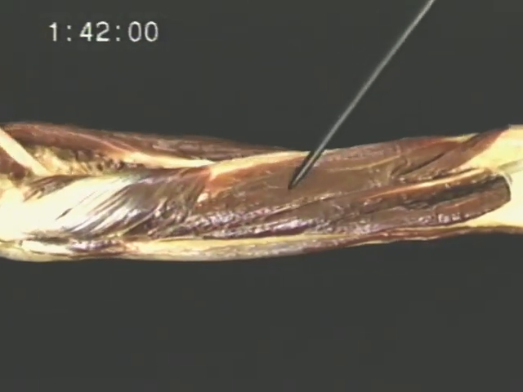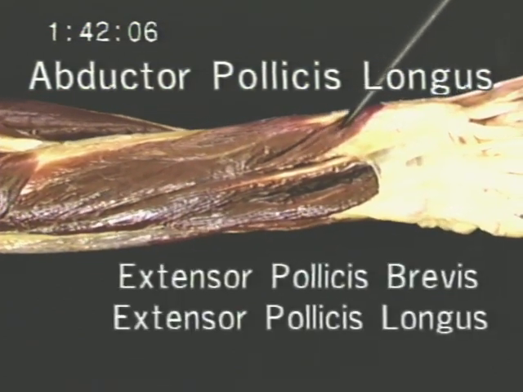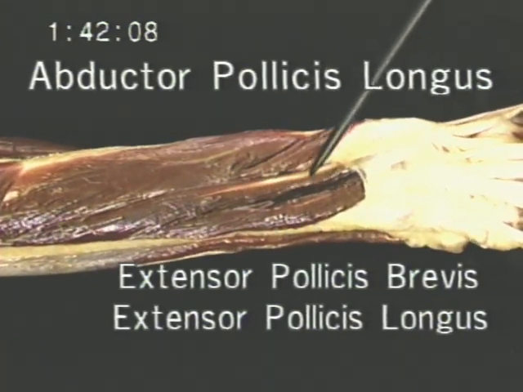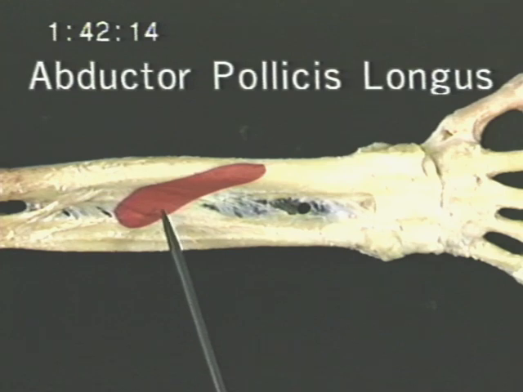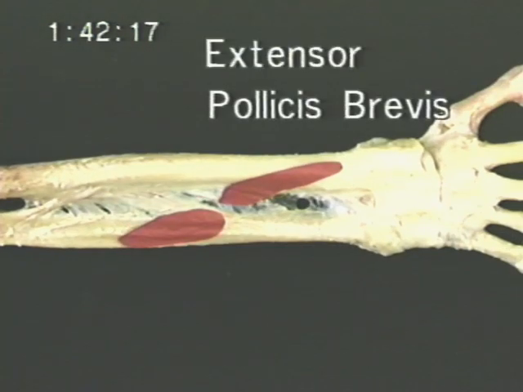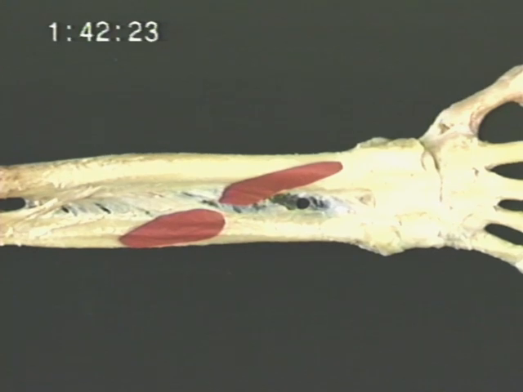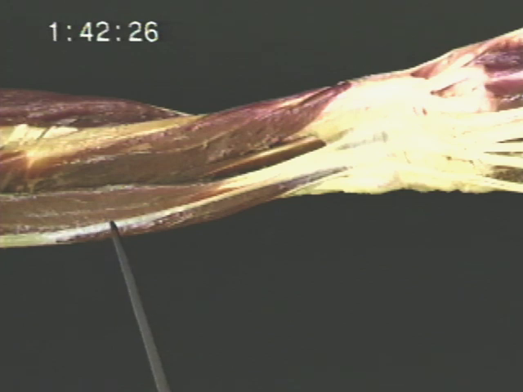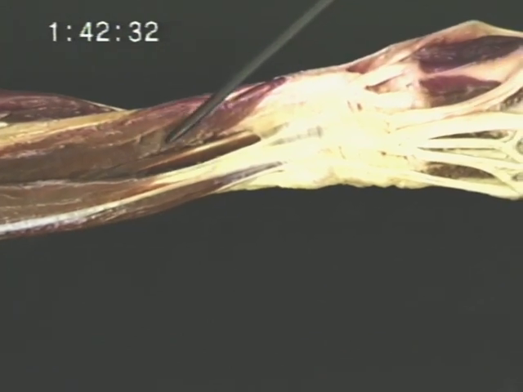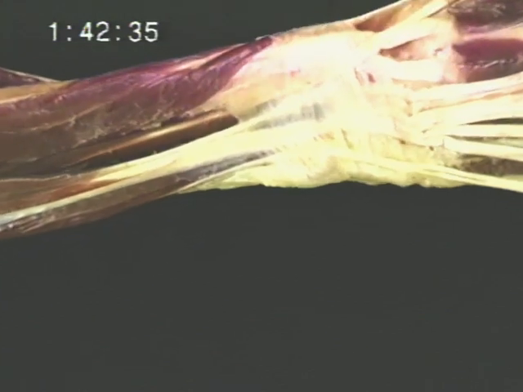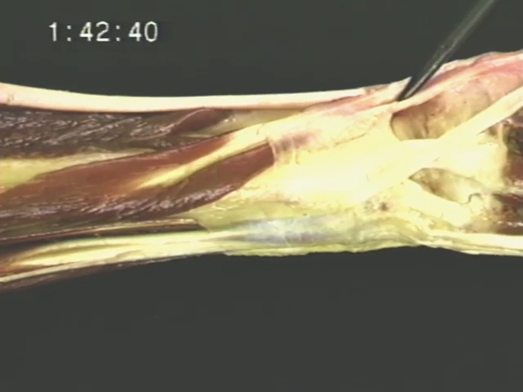This is the long abductor, abductor pollicis longus, and these are the extensors, extensor pollicis brevis and longus. The abductor arises from the radius here and also from the interosseous membrane. The two extensors arise a little more distally, the short one here, the long one here. Now we'll put extensor digitorum back in the picture. Here it is. The three thumb muscles emerge obliquely from beneath the extensor digitorum. Their tendons pass beneath the extensor retinaculum, extensor longus by itself, the other two together.